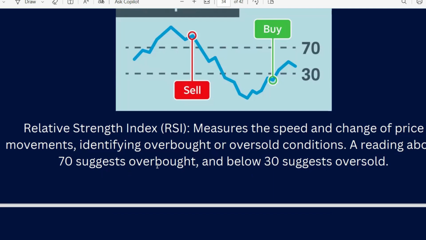A reading above 70 suggests overbought and below 30 suggests oversold. So what does it mean? We're also going to use the RSI to know if the stock is overbought or oversold. Why is it important for us to know if a stock is overbought or oversold? In price action, we use the RSI indicator, right? It's an indicator, and I'm going to show that to you guys. When a stock is overbought, it means it has been bought by a lot of buyers, so there's a need for it to be sold, right?